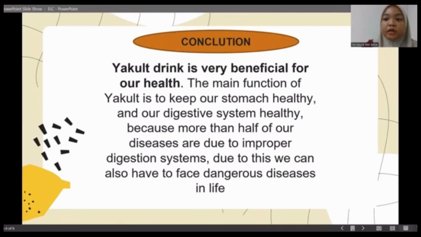The next is the conclusion. Yakult drink is very beneficial for our health. The main function of Yakult is to keep our stomach and our digestive system healthy, because more than half of our diseases are due to an improper digestive system. Due to this, we can also face dangerous diseases in life. So, that's all for me, and I hope you guys can try Yakult and drink it every day. Thank you.